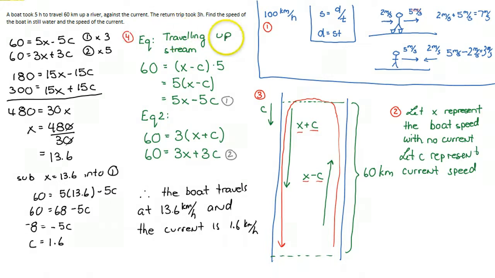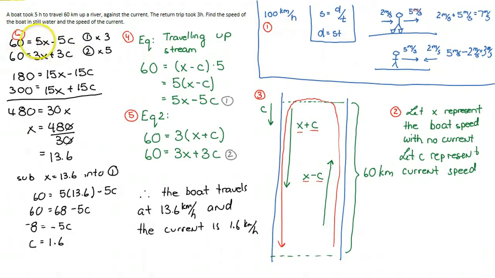So our first equation is traveling upstream. So the distance, which is 60 kilometers, is speed times time. So the speed, again, is the speed of the boat minus the current, because we're working against the current, times 5. And so we rearrange that, so we get 60 as 5x minus 5c. And then the second equation is similar because we're traveling 60 kilometers back. It takes us 3 hours times the speed, which is x plus c. So the current is now helping us here. So we get 60 is equal to 3x plus 3c. Oh, sorry, I'm not there yet, pardon me. Then I come up here.